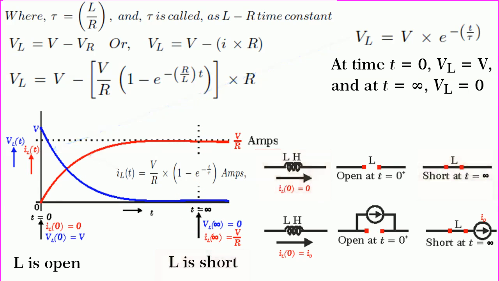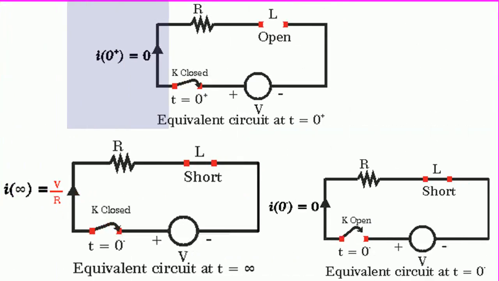Using these initial and final values, we can draw the equivalent circuit of the given circuit at t equal to 0 plus. So, you see that at t equal to 0 plus, switch K is closed and L is open. So, I of 0 plus is equal to 0.